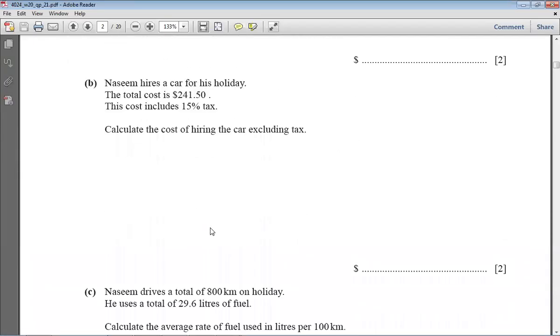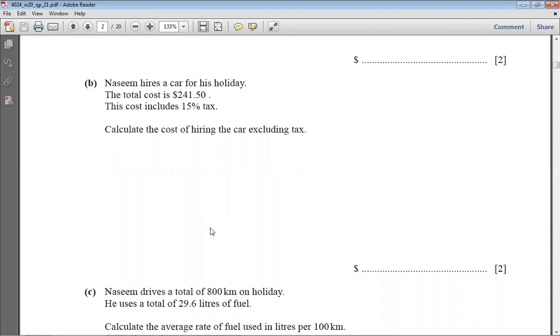Okay, so the next part is: Naseem hires a car for his holiday. The total cost is $241.50. This cost includes 15% tax. Calculate the cost of hiring the car excluding the tax.